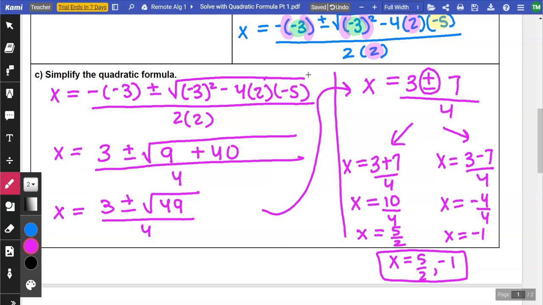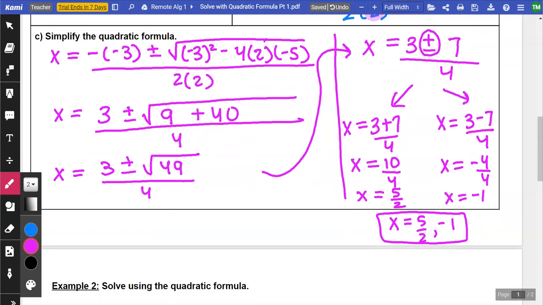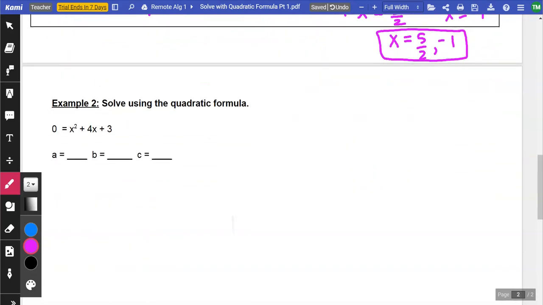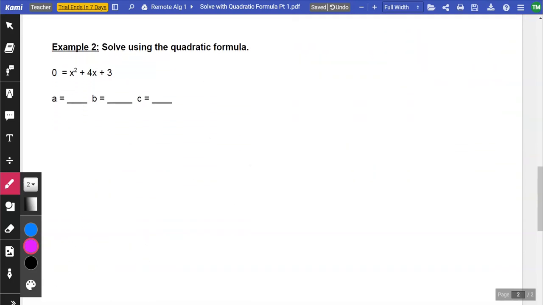So why don't you go ahead, press pause on this video, and just attempt to do example 2 without me. See if you can get it started. See if you can get that quadratic formula set up correctly. See if you can identify A, B, and C correctly, and at least try to start to simplify the formula. When you're ready to check your work, hit play, and we will do it together.